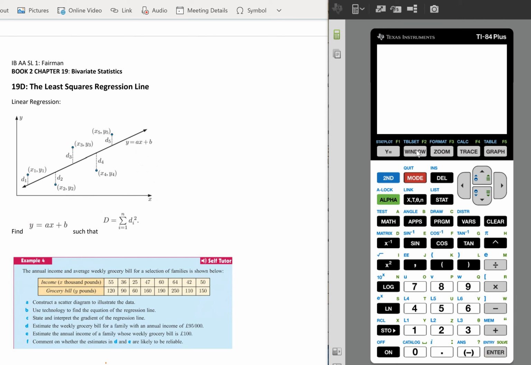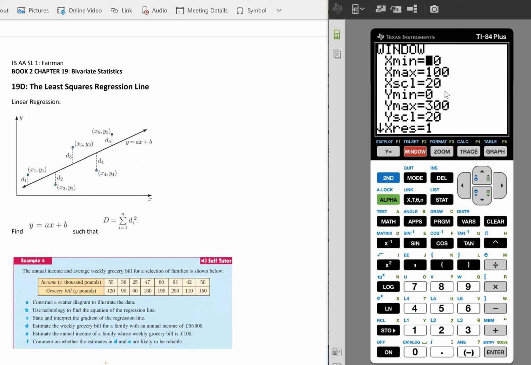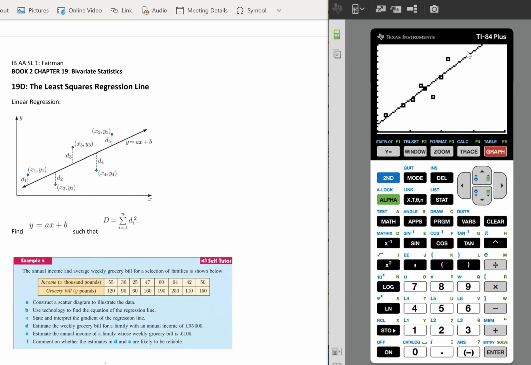Now I'm going to set my window. If I look at my data, my X data goes from 36 to 65-ish. So I made the smallest X value 20 and the biggest X value 100, and I said let's count by 20s. In the Y's, the smallest value is 60 and the biggest value is 250. So I made it 0 to 300 because I wanted to see how this line looks. When I hit graph, you can see there is all of my data. Yours won't have a line in it yet because you might not have run it yet.